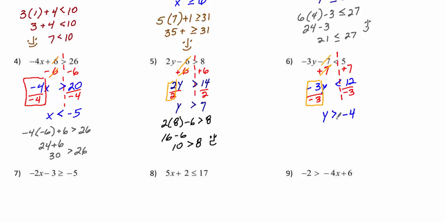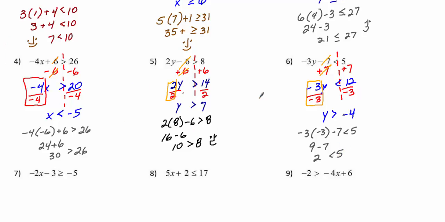Let's check, and we're going to check both ways to make sure that that is actually going to work. So we need a number greater than negative 4. I'll pick negative 3. Negative 3 times negative 3 minus 7, is that less than 5? Negative 3 times negative 3 is positive 9. 9 minus 7 is 2. 2 is less than 5.